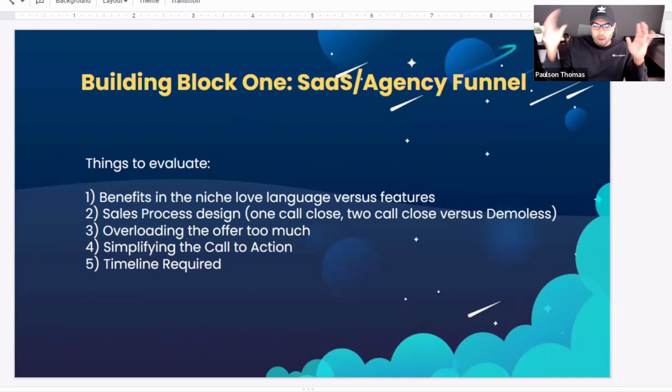You don't want your clients, your prospects to get overloaded with information, okay? So don't overload the offer. It needs to be simple, and your call to action needs to be simple. And you need to talk about what the process is in the funnel. When you go to the funnel, you should read out exactly how your sales process will go.